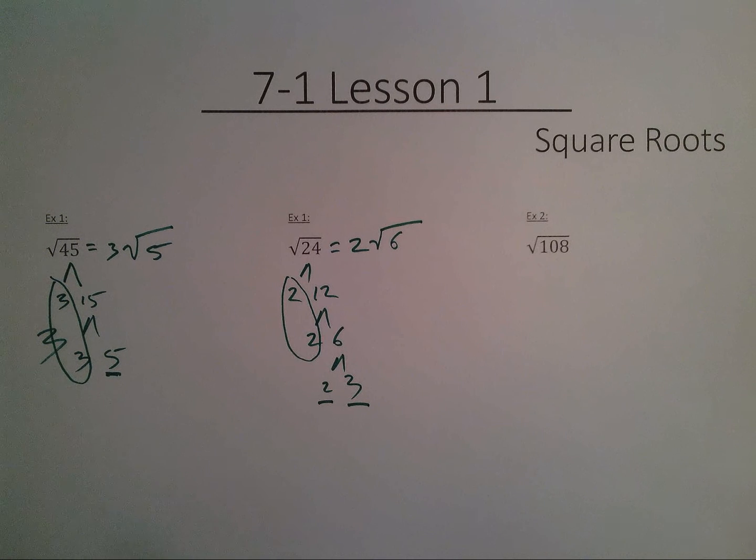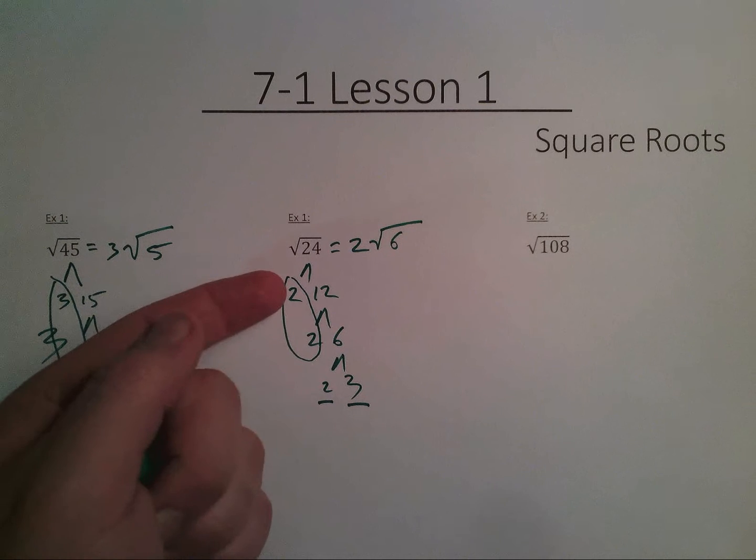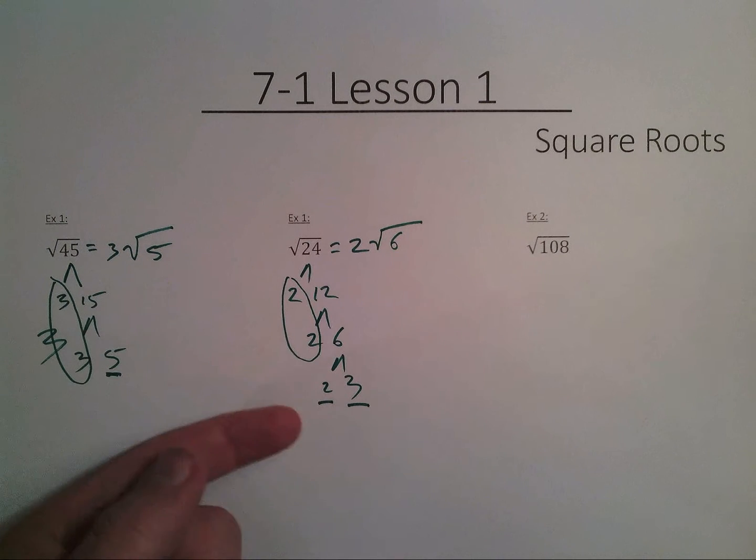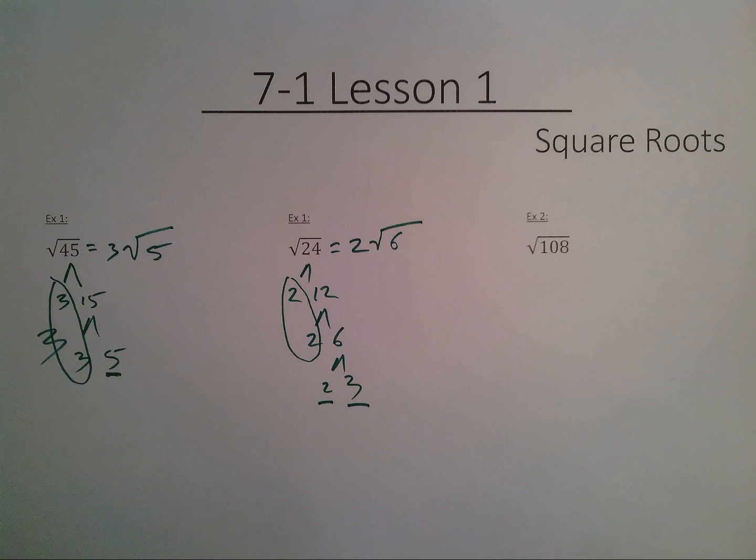Alright, next, let's do a bigger one. Let's do 108. Now, I keep asking myself, what is the smallest thing that goes into it? That way everything is organized. I would have all of the 2's, then all of the 3's, then all of the 5's, and then I could circle the groups that I have.